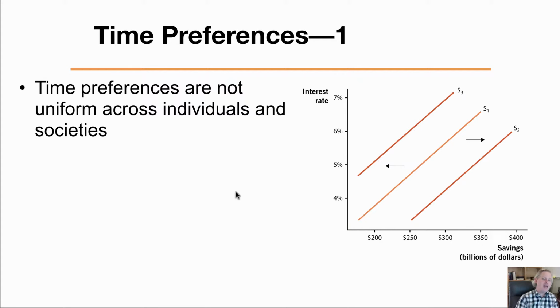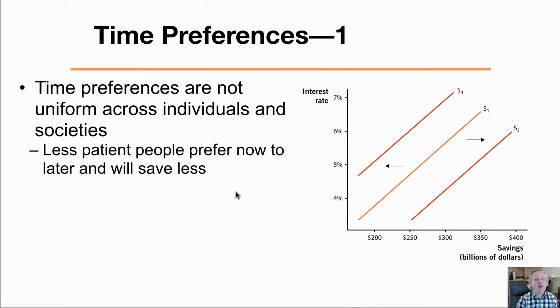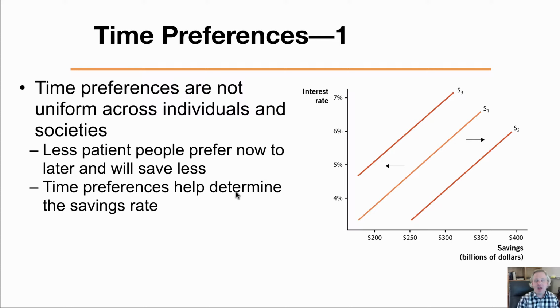We might have different ideas about when will I need that money next. Is it in a year? Is it in 10 years? So within society, people have different preferences over when they want their money back. Less patient people will prefer now to later, and they're going to save less. More patient people prefer to have the money later, and they're going to save more. Time preferences help determine what the overall savings rate is within an economy.